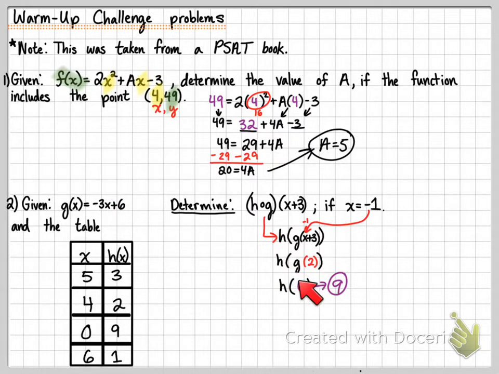So we plug in 0 here, and then we find h of 0. So remember, this is telling us that x equals 0, and we look for the h of x. So we're going to look in this table. x is 0, and our h of 0 is 9.